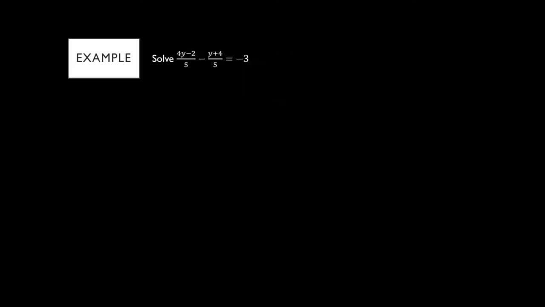So we're going to rewrite this. And for both of these, the denominator is 5. So we're basically going to rewrite this as 1/5 times the top. So that's 4y minus 2. And then I have my minus sign, and then my second fraction is also over 5. So I'm going to write that as 1/5 times y plus 4. And then I have minus 3. So this is just an alternate way to write this. And I'm writing it this way so that you can see the distributing, and you can see what it actually boils down to.